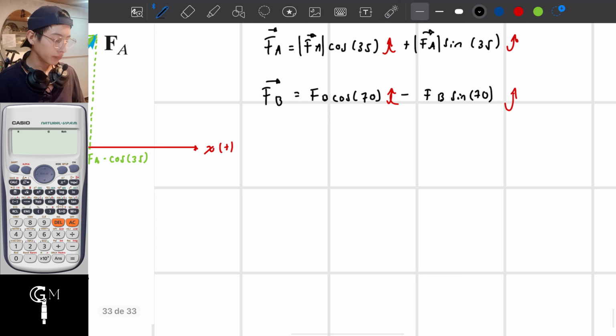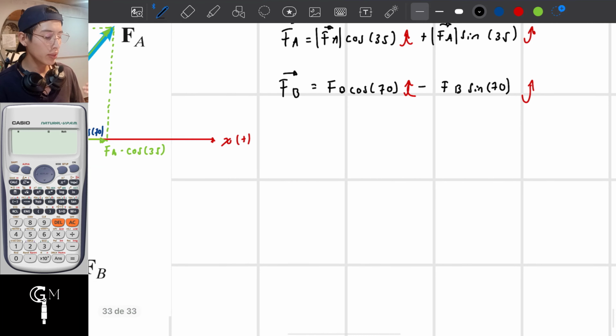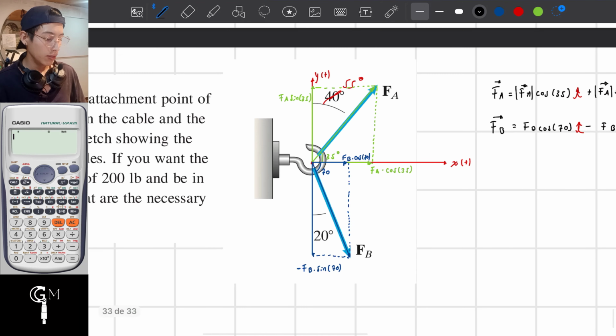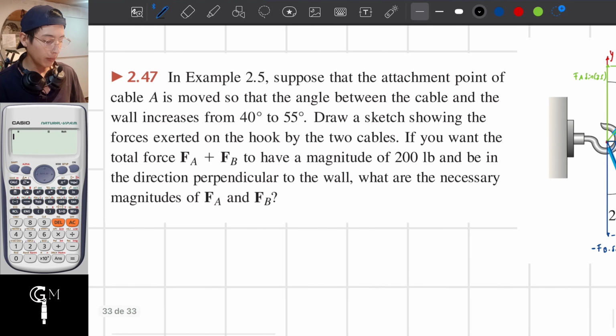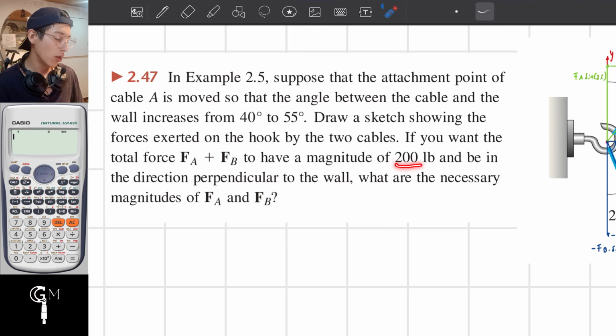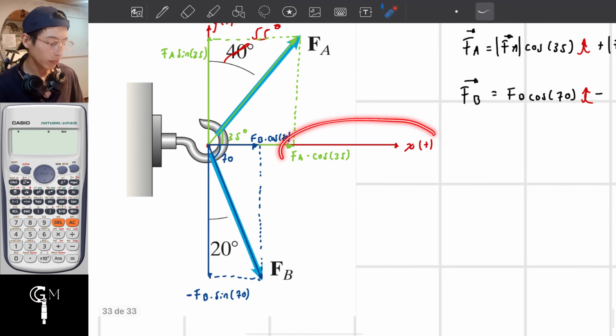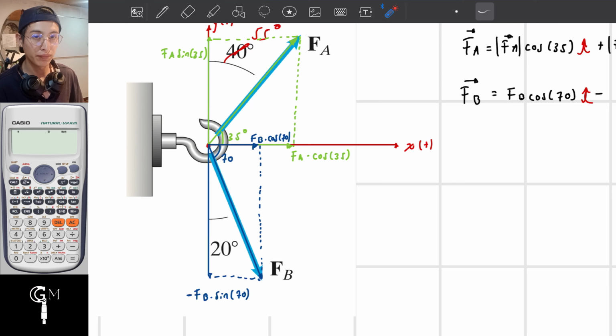Now, we will do a summatory of forces, but we have to take into consideration that statement that I mentioned before. This statement is that the summatory of the forces has to have a magnitude of 200 pounds and be in the direction perpendicular to the wall. Which is the direction perpendicular to the wall? The same x-axis in my sketch, right?